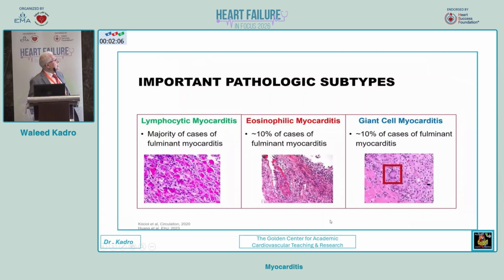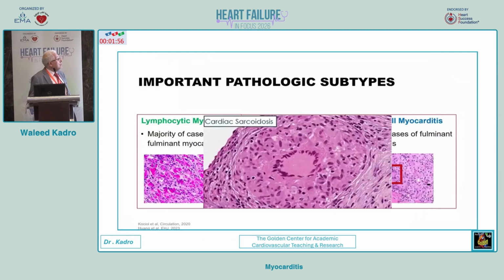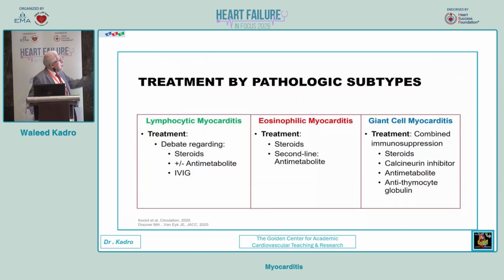The most common one is lymphocytic myocarditis, 80% of the cases, and eosinophilic myocarditis 10%, and giant cell is only 10%. However, we have to remember sarcoidosis, where there is, what we call, like tuberculosis without any necrosis in the center, those granulomas, and this could happen in the septum and cause high-degree AV block. According to the type, we can put the treatment for that.